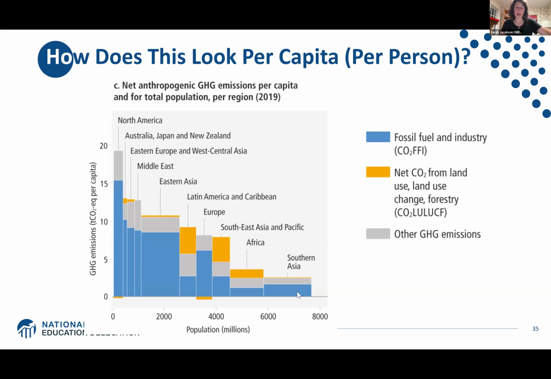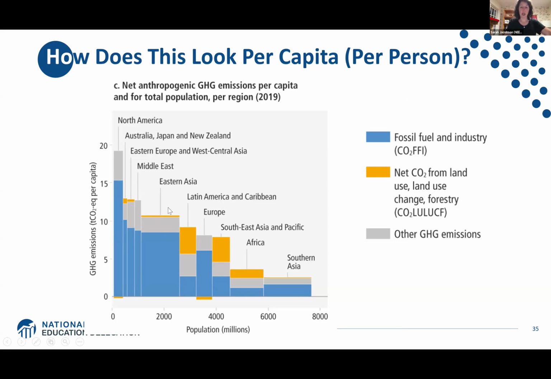And on the horizontal axis, you can see this is a set of bars, and the width of each bar is the population of a region in terms of millions. And so each bar represents a region, and its width is population. The height of each bar is its greenhouse gas emissions per capita. And you can see that North America, number one, we win hands down. So we have the highest per capita emissions.